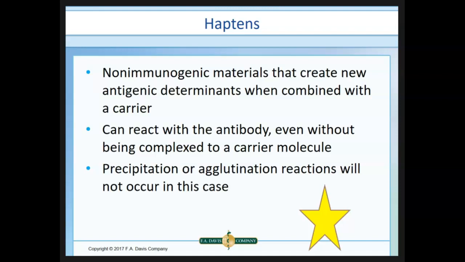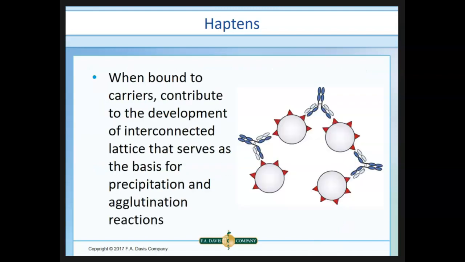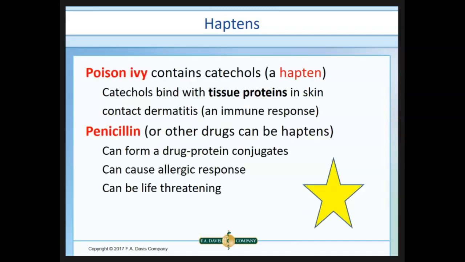Now, precipitation and agglutination reactions can occur, and precipitation and agglutination reactions are just two of the test methods that we use later on. So just file this away as something to pull up later. You don't need to know what precipitation and agglutination means just yet. However, when haptens are bound to carriers, they can help form precipitation and agglutination reactions. And so here's the beginning of precipitation and agglutination.